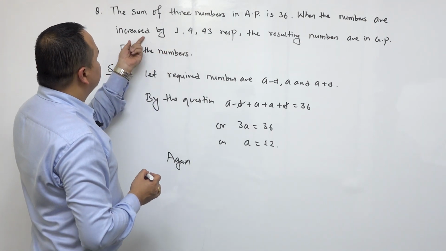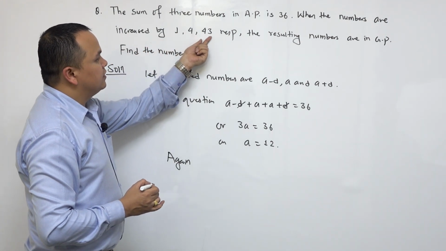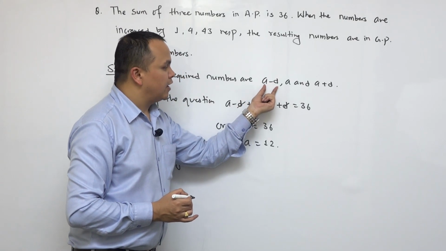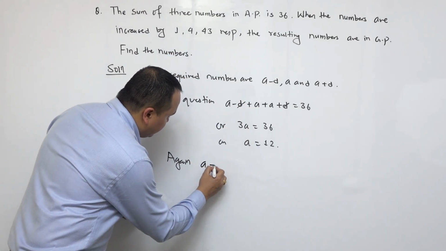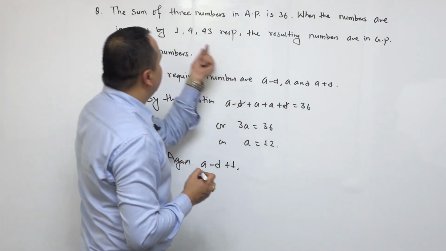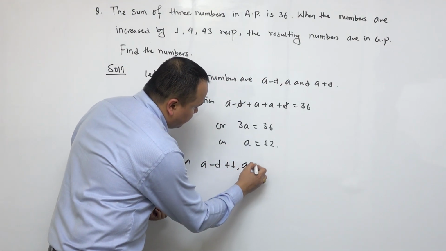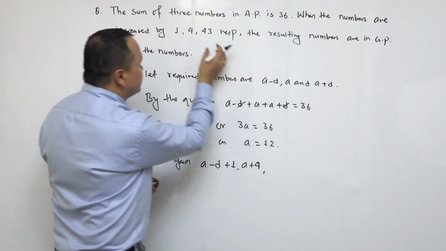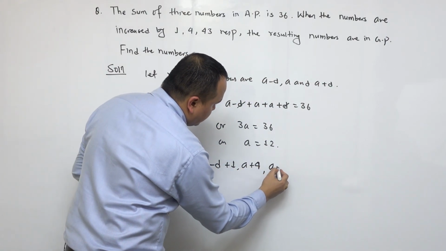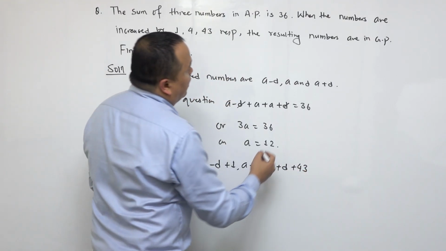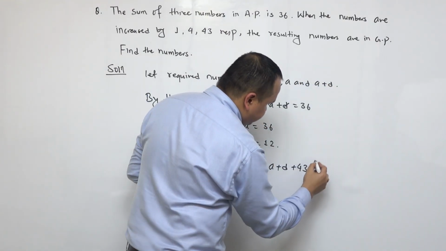Again, when the numbers are increased by 1, 4, 43 respectively, A minus D is increased by 1, so A minus D plus 1, A is increased by 4, so A plus 4, and the last one, A plus D, is increased by 43, so A plus D plus 43, are in GP.